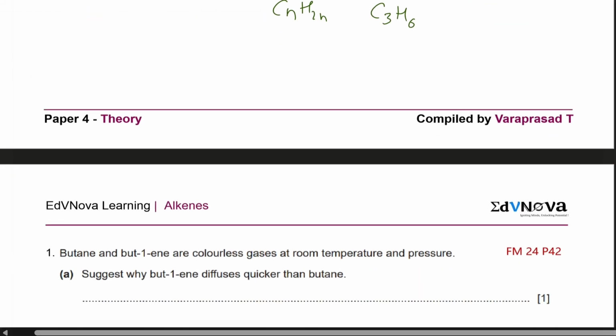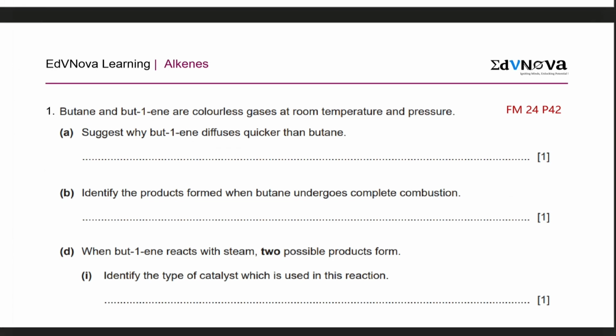Next question. Butane and but-1-ene are colorless gases at room temperature and pressure. Suggest why but-1-ene diffuses quicker than butane. If you see, butane has C4H10 as a formula, right? Like there are 4 carbons and 10 hydrogens in butane. But if you draw the structure for butene, you will realize that butene will have fewer hydrogens.